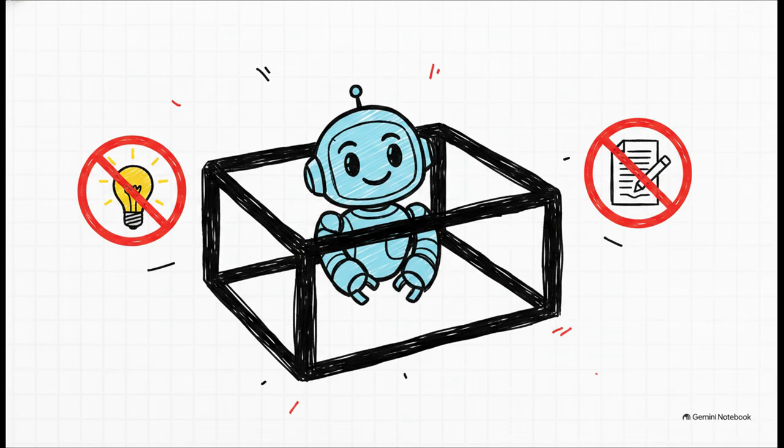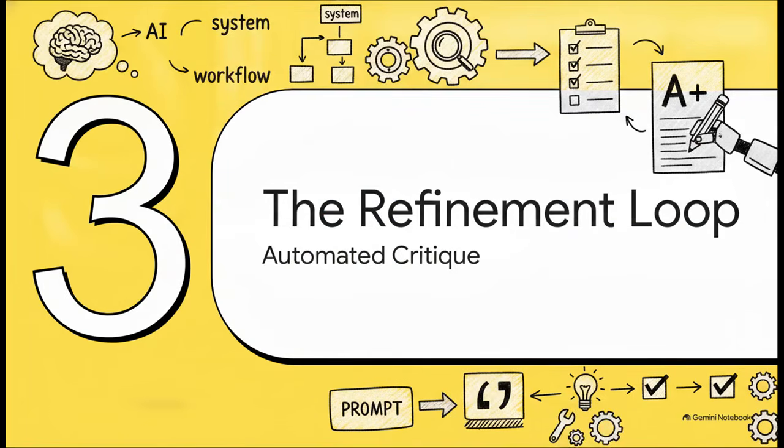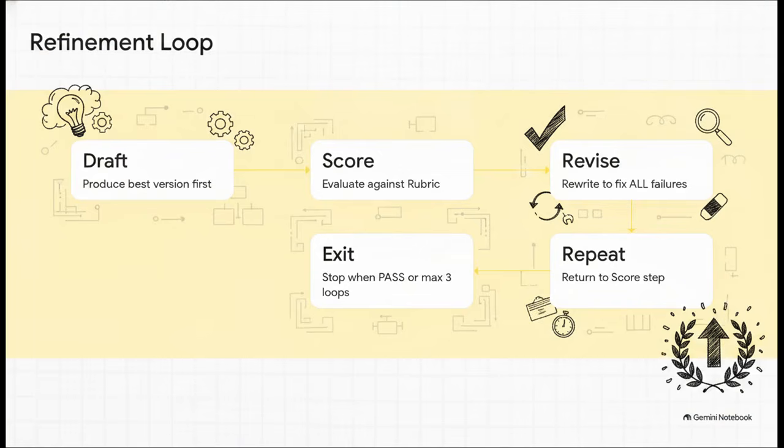Defining what not to do is truly just as powerful as defining what to do. All right, Section 3, the refinement loop magic, automated self-critique. This is where we move from basic prompting into advanced AI workflows. By implementing this incredibly strict 5-step refinement loop, we're basically forcing the AI to grade its own work before it ever shows it to you.